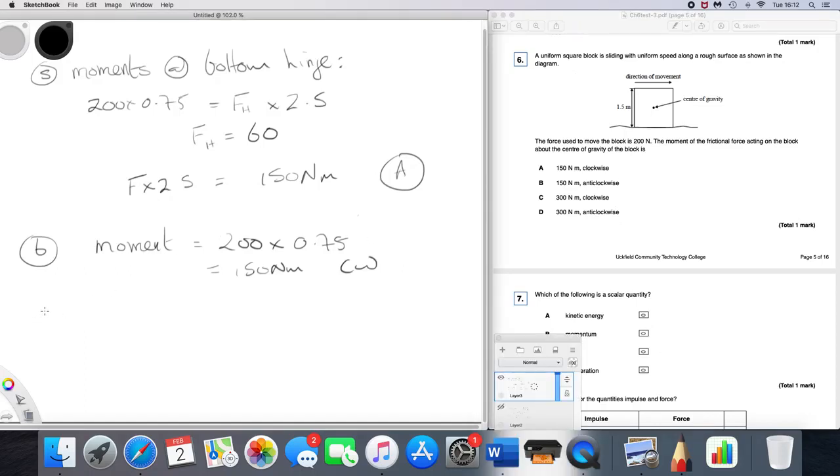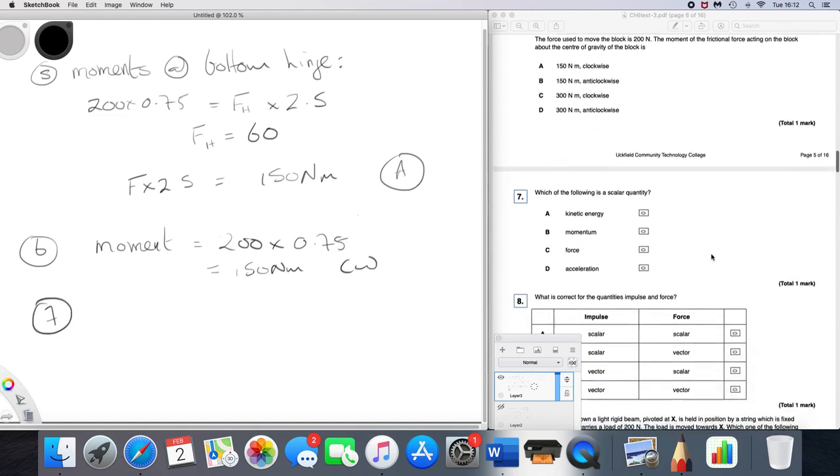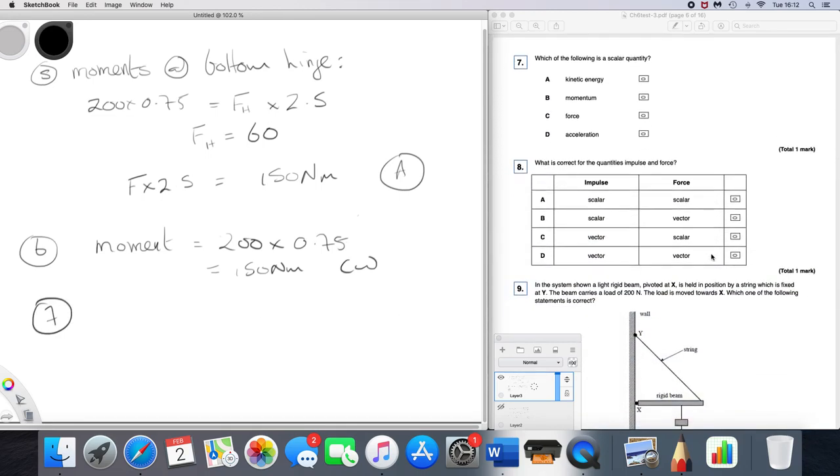Question 7. This one's a bit easier. Which of the following is scalar? Well, energy is, momentum isn't, force isn't, acceleration isn't. So kinetic energy is the answer, it's A.